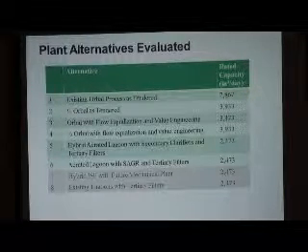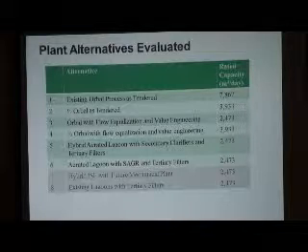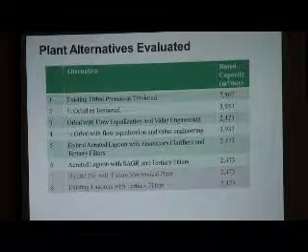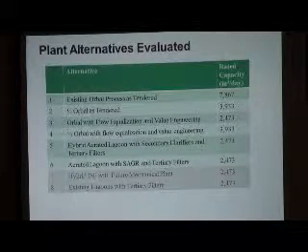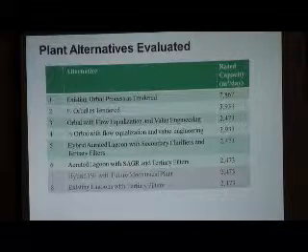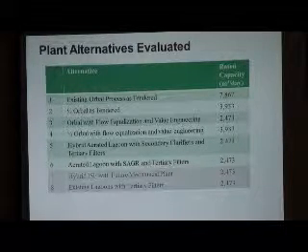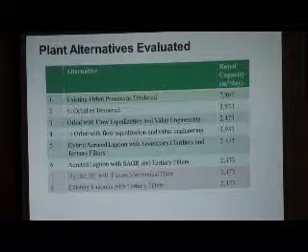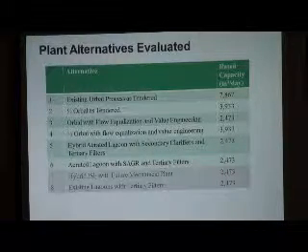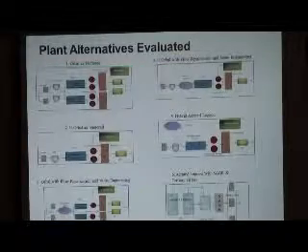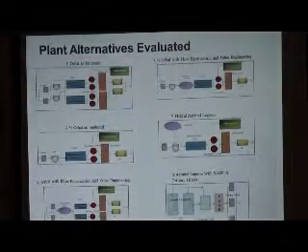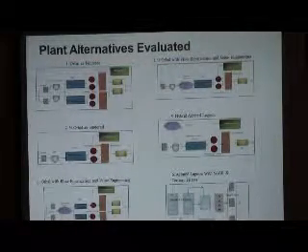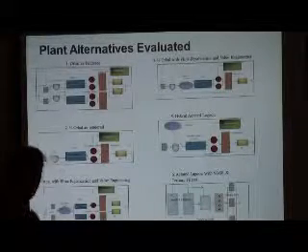The reason options 7 and 8 are grayed out is they don't really meet the criteria. They won't meet the future effluent criteria that the Ministry of the Environment requires. So we looked at them, but once we shortlisted 1 to 6, 7 and 8 dropped off the table because they don't meet the criteria. And I just threw these up to show what the options were.